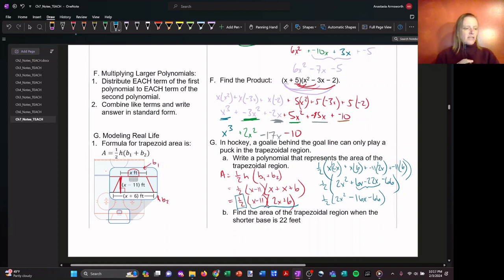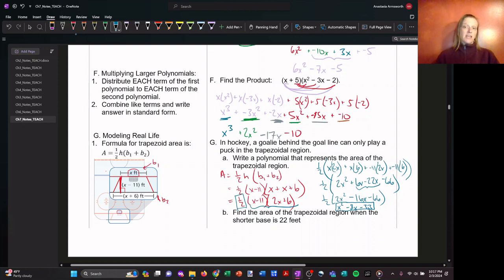And finally, now I can take that 1/2 and I can distribute it onto everything inside parentheses. So 1/2 times 2x squared is just x squared. 1/2 times negative 16x is negative 8x. And 1/2 times negative 66 is negative 33. So that is my final expression to represent the area of that hockey trapezoid.